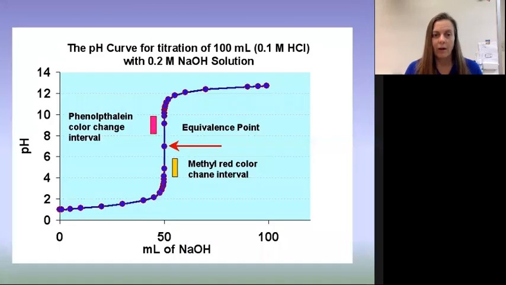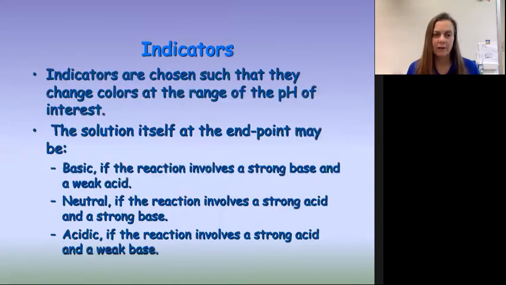So here's our titration curve. pH doesn't change very quickly, and then as we approach that endpoint, it changes really, really fast, and then it smooths back out again and stays relatively steady. So our indicator is that thing that changes color at the pH of interest.